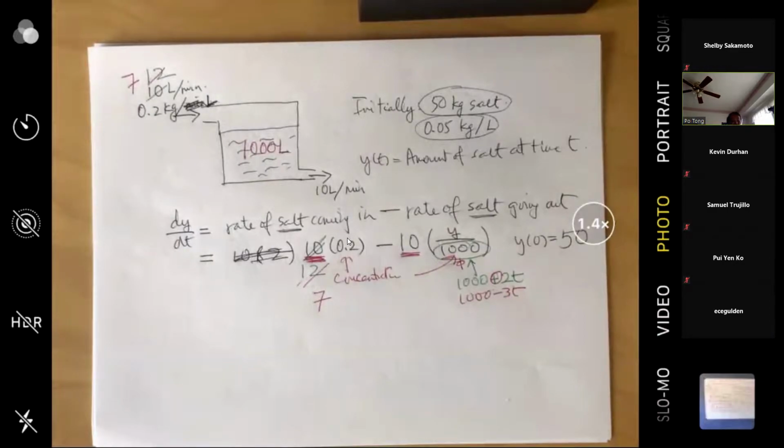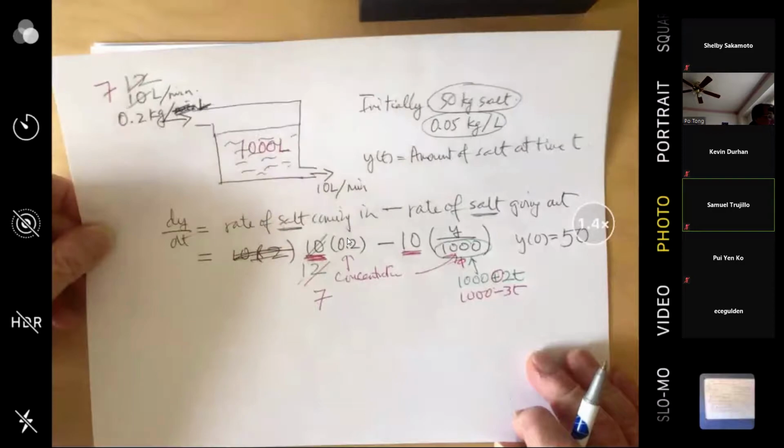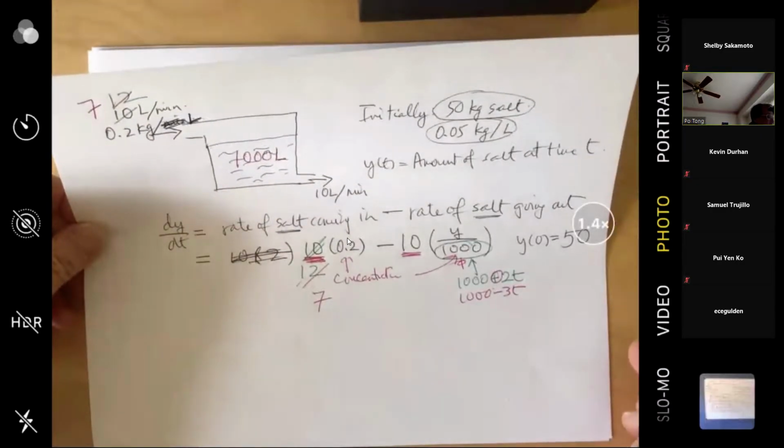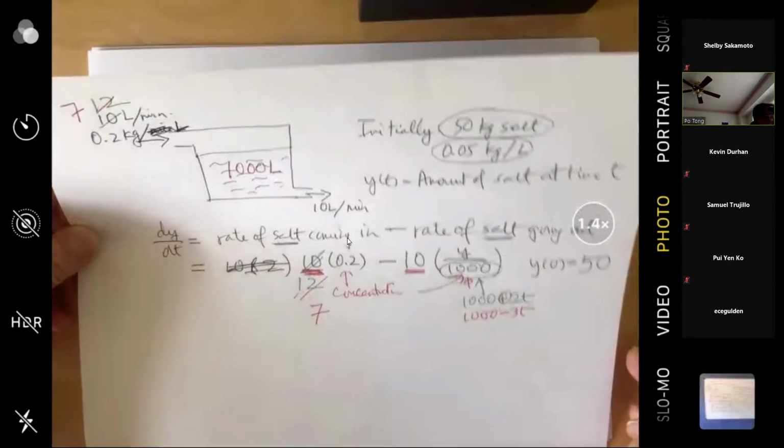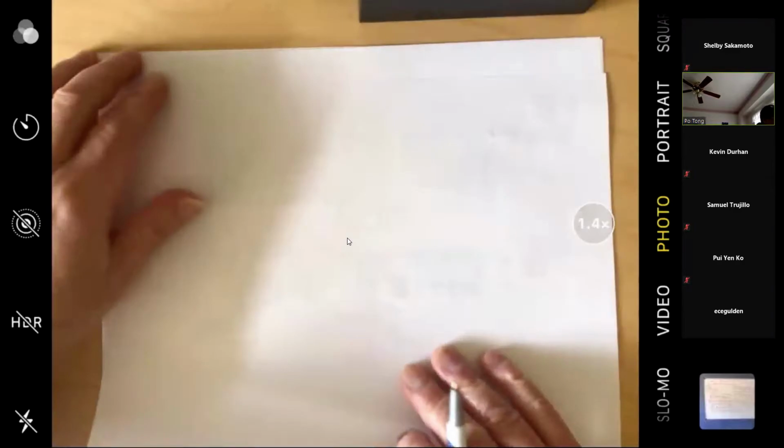Do you guys want me to solve some of this, or do you want me to just keep talking about variation of this type of problem? Can I just talk about variation without solving this? Sure. It's another variation.